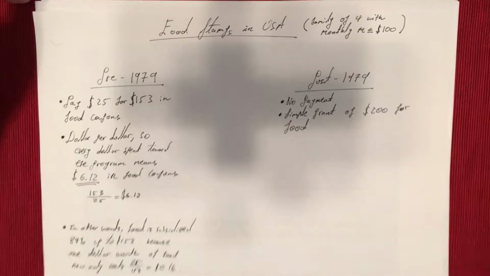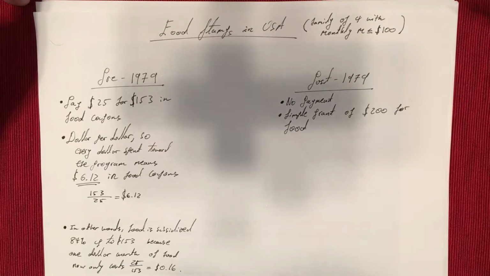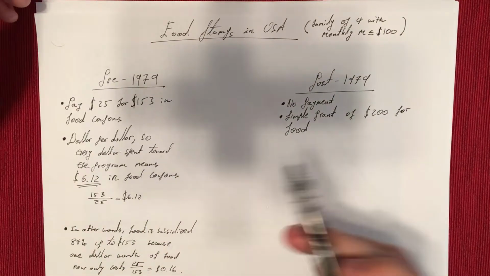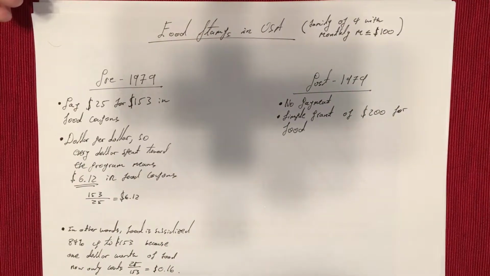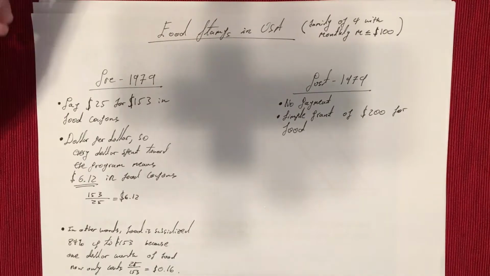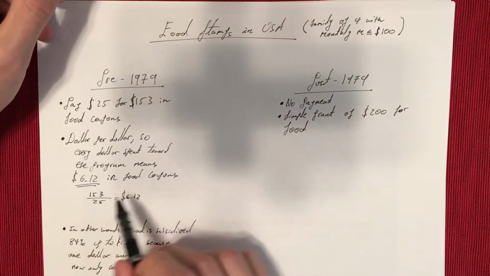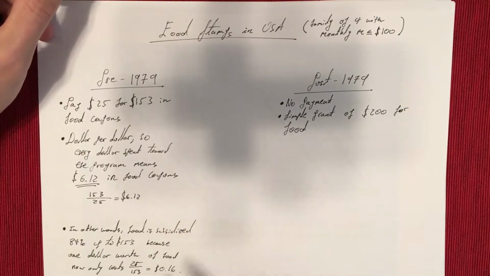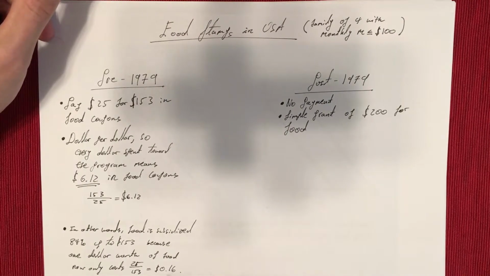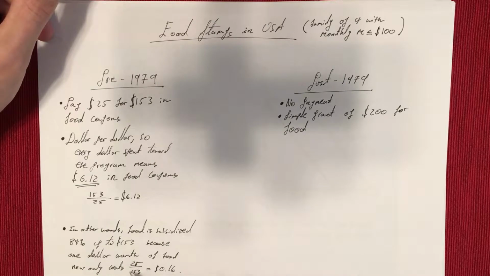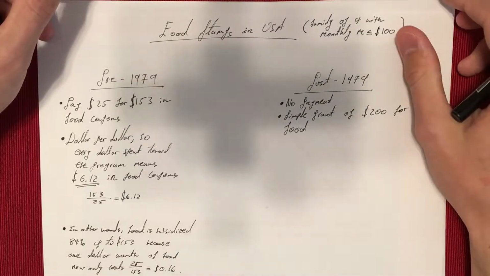So before 1979, a family that fits that category would pay $25 to receive $153 in food coupons. Now, this program is dollar per dollar, so that means that I don't need to put the full 25 in. I could instead, let's say, put $1 in and receive the equivalent of $6.12 in food coupons. Another way of phrasing this is that for every 16 cents I put into the program, I get $1 in food stamps. And so this is simple arithmetic of just dividing these $25 you put in by the 153, the amount that is then subsidized by the US.